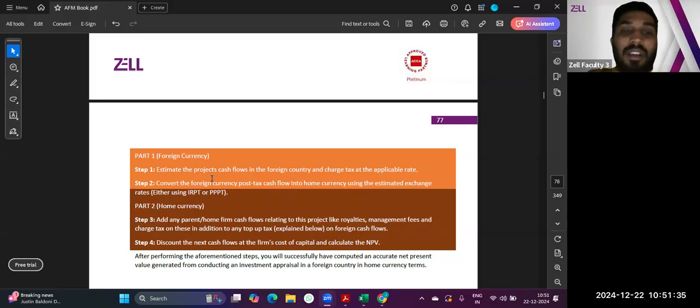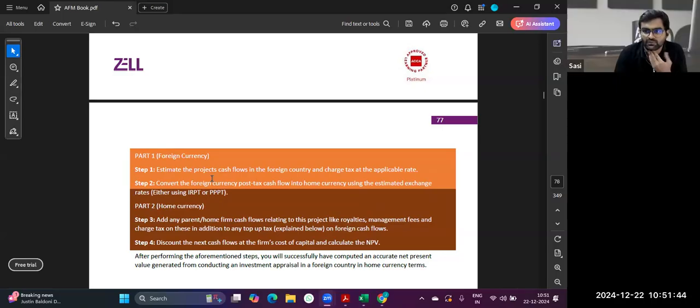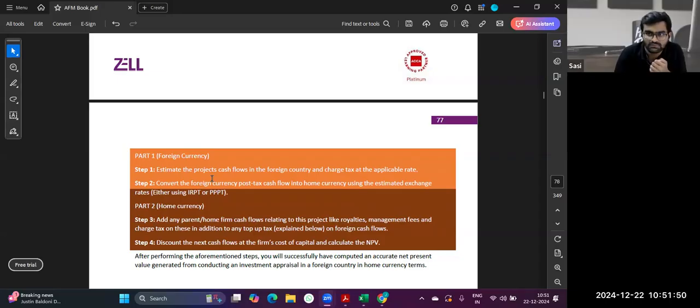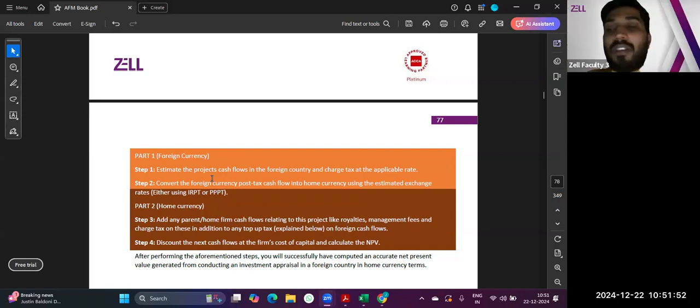Then what will you do with those free cash flows? Once you make profit in the US, what do you do with that money? We need to bring that money to the country where the company belongs, the home country. We will convert it into home currency. Conversion rates might be given or might not be given to us in the exam. We will see how to calculate it.